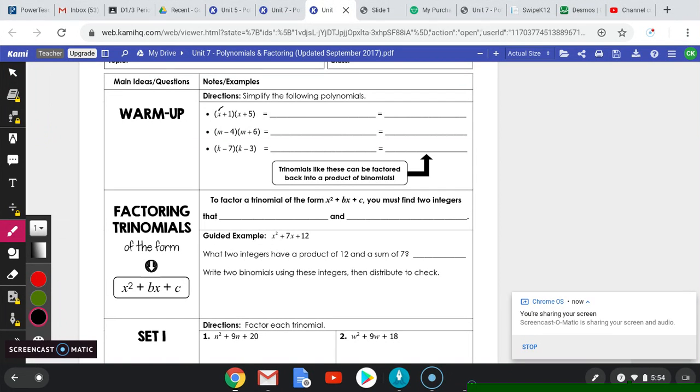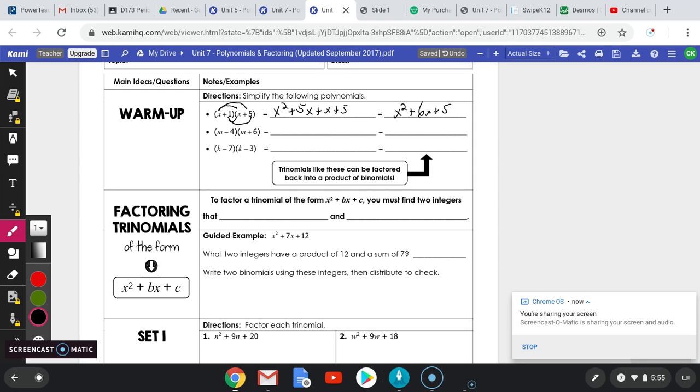So we're going to do x times x is x squared, x times 5 is 5x. 1 times x is 1x, 1 times 5 is 5. Combine my terms, and I have x squared plus 6x plus 5.